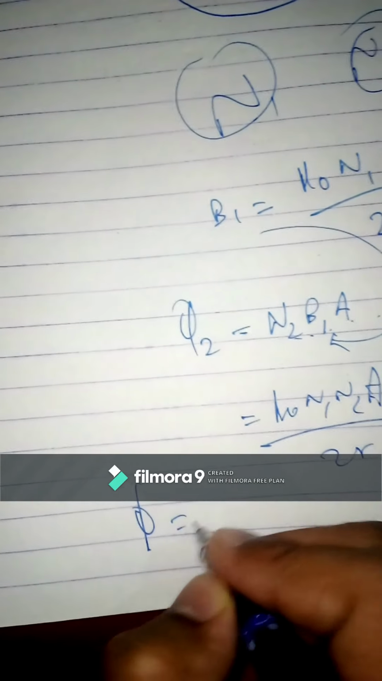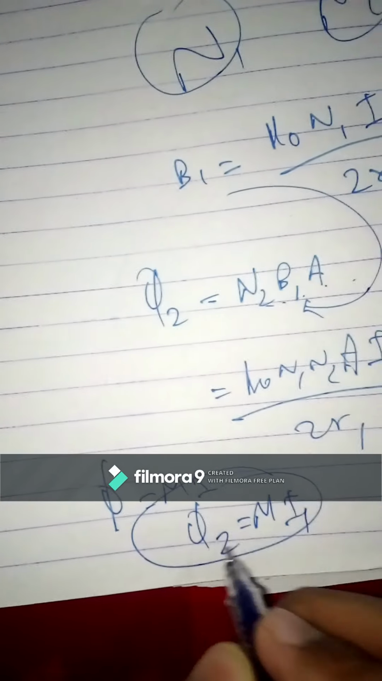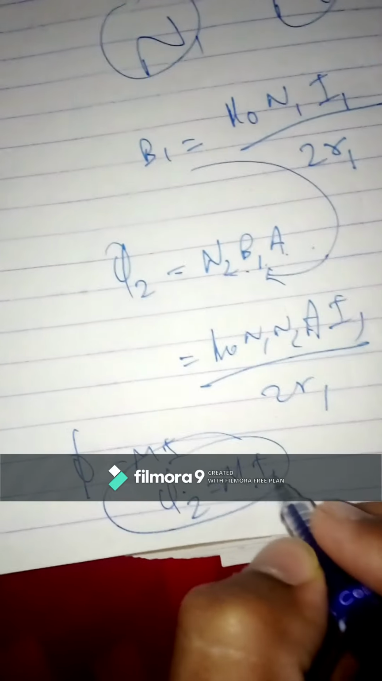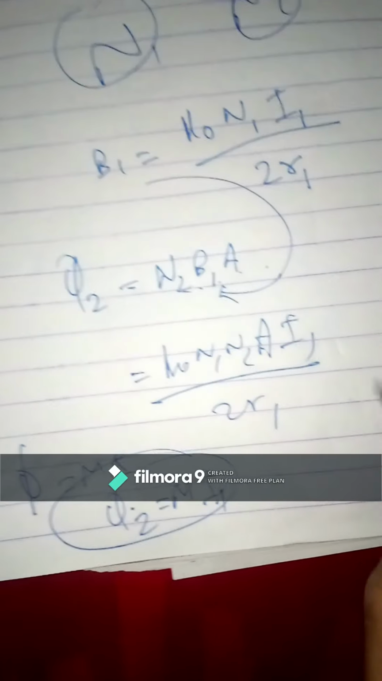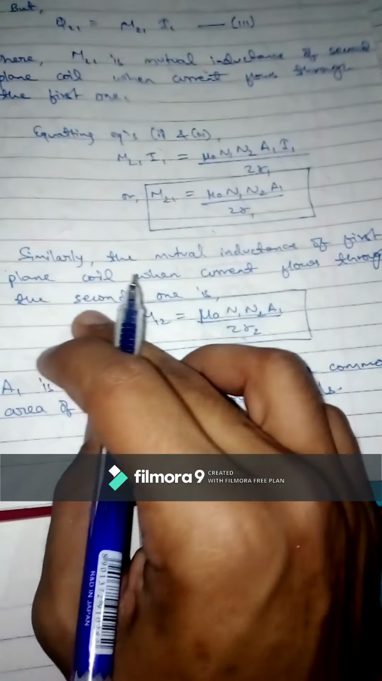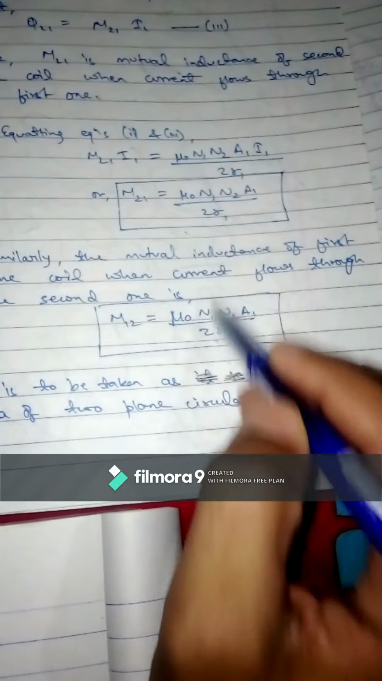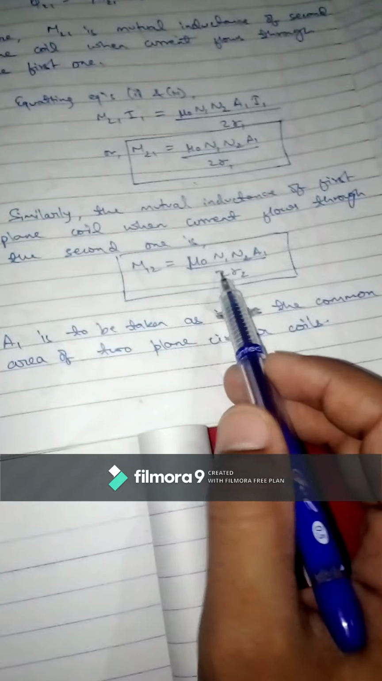But we also know phi equals Mi, so in symbolic notation phi 2 equals M I1. This is the flux linked with the secondary coil when the current flows through the primary coil. So just equate these two and you will get this value. If you want to calculate the mutual inductance of the first plane coil, then there is no difference, there is no question of current, so see, no difference. So basically the formula is the same. Just one difference, the difference of R1 and R2, nothing else.